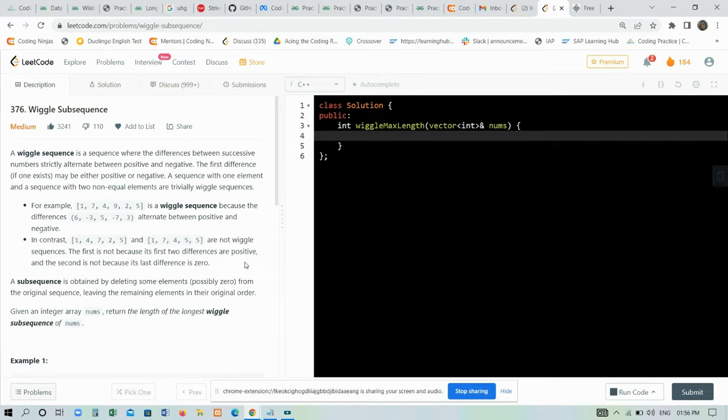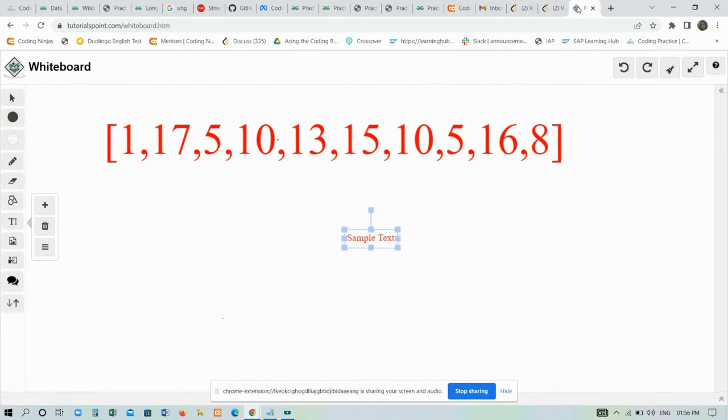According to the question, we are given an integer array nums, and we are required to return the length of the longest wiggle subsequence of nums. So let's discuss this with the help of an example. Here is our example. We are given an array: 1, 17, 5, 10, 13, 15, 10, 5, 16 and 8.